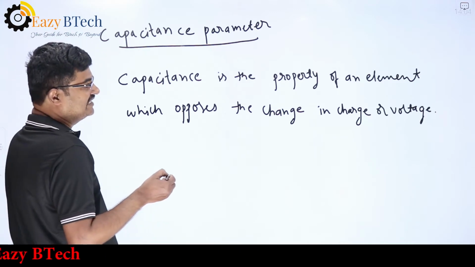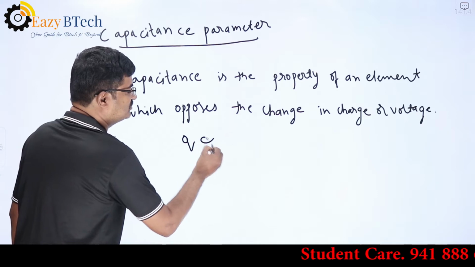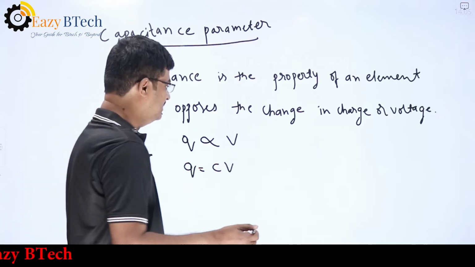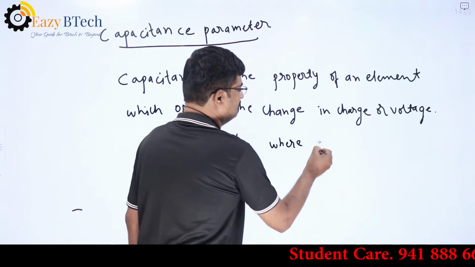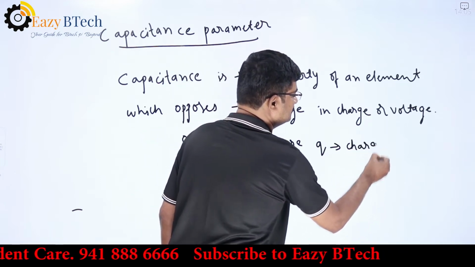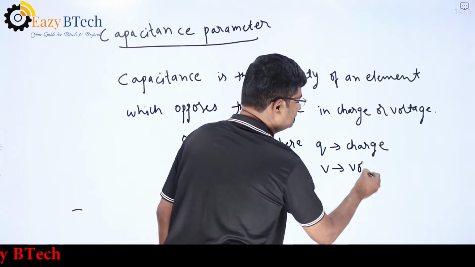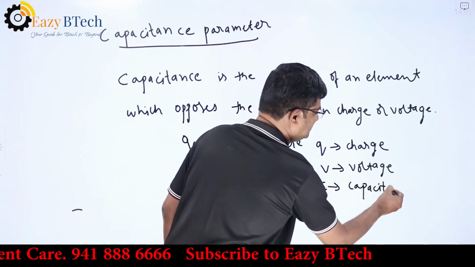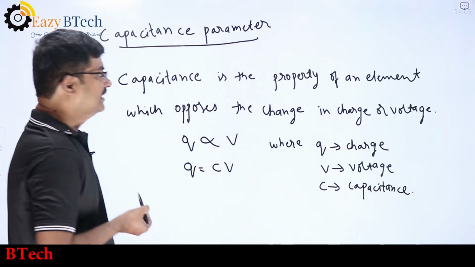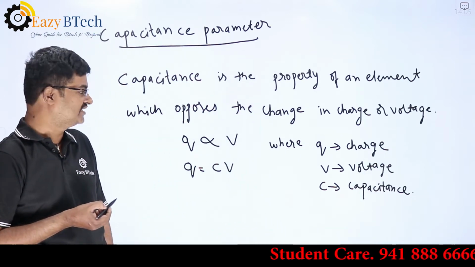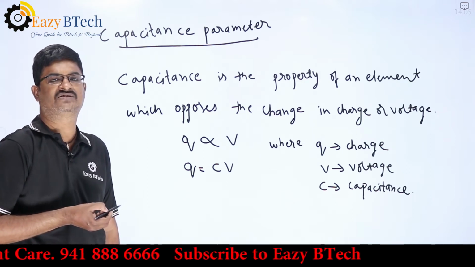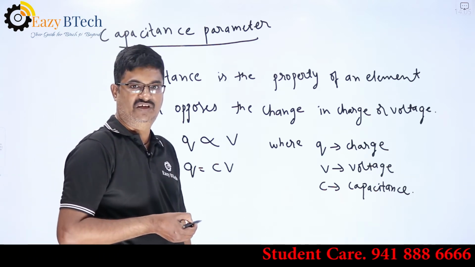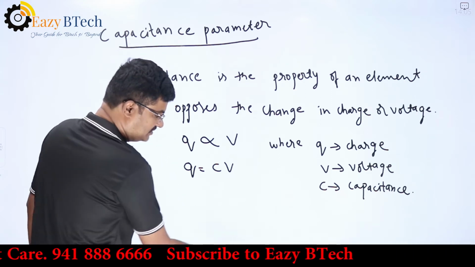So here the charge in a capacitance is directly proportional to the voltage, Q is directly proportional to V. To remove this proportionality constant, Q is equal to CV, where Q is the charge, V is the voltage, and C is the capacitance.